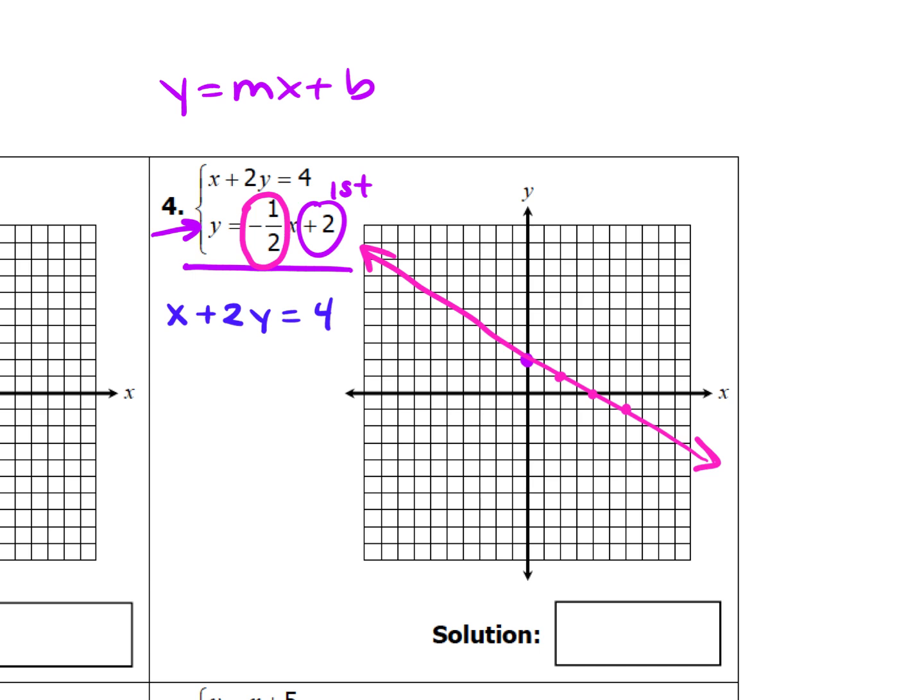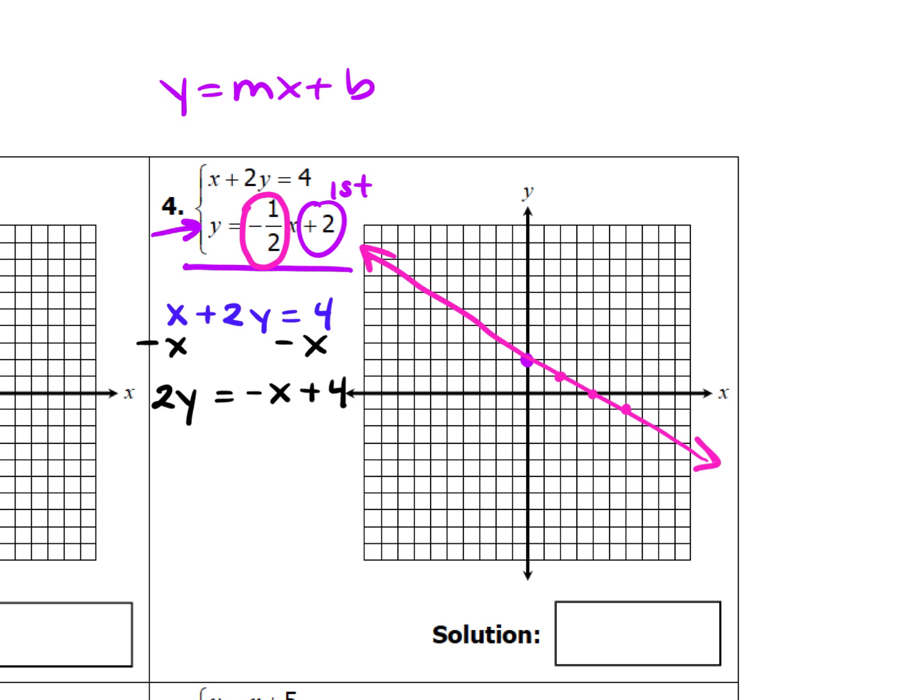So if I want this to be in slope-intercept form, what's my first move? Remember, slope-intercept always has y by itself. So if I want to get y by itself, what do I have to do first? You have to subtract the x. Okay, so here's what I have right now. 2y equals -x plus 4. Technically you could say 4 minus x, but then it's not in slope-intercept form, and then I think people get confused. So just keep your x out in front, so that's a -x.